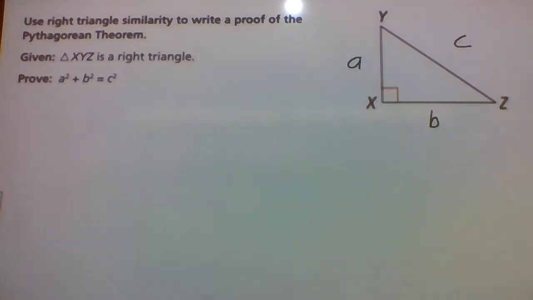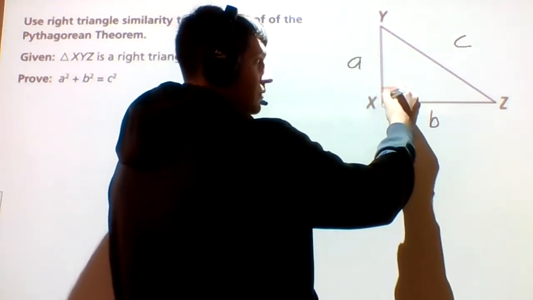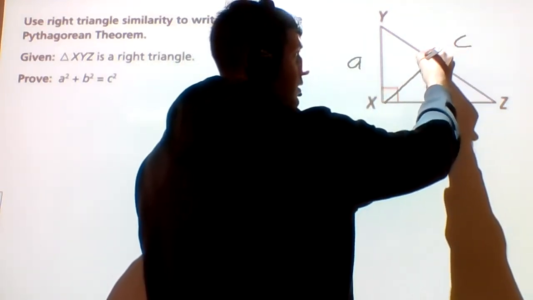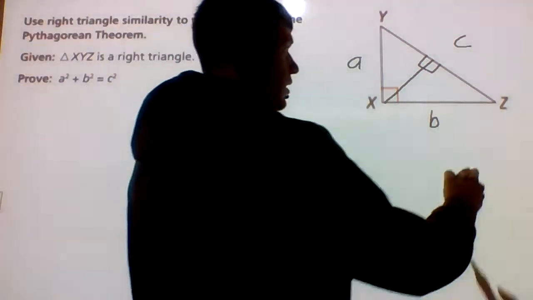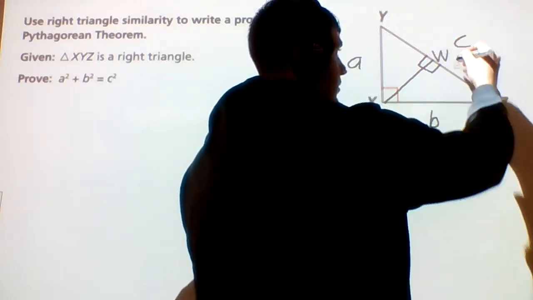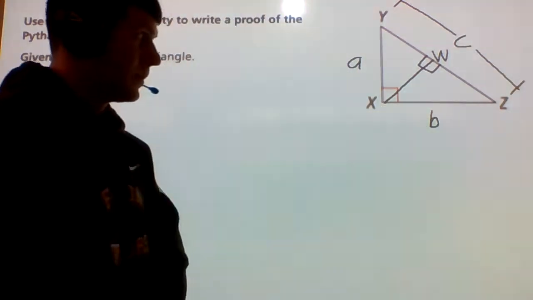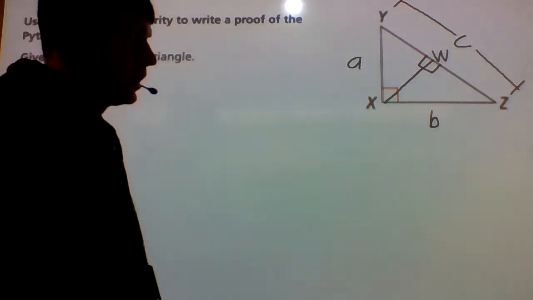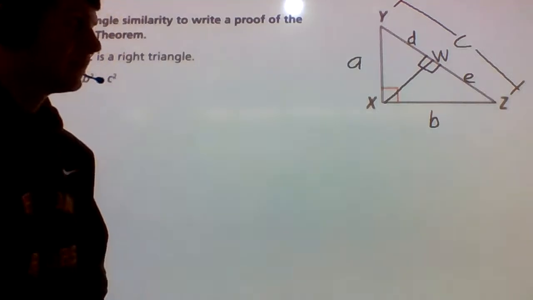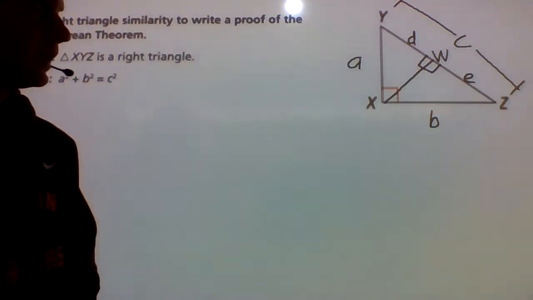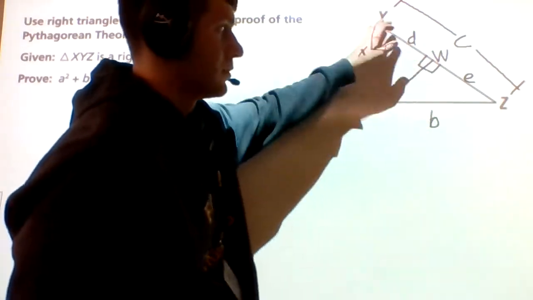Right, so the first thing we're going to do to solve this is we're going to drop in an altitude. So we're going to draw a line from the vertex here, point x, so that it is perpendicular to the hypotenuse here. And let's just call that point W. Okay, so C is the length of the hypotenuse here, just so we keep track of that. And then we're going to call these pieces D and E. Okay. And so what we have now are three right triangles. So we dropped in an altitude, and now we have three right triangles, the big one and the two small ones.